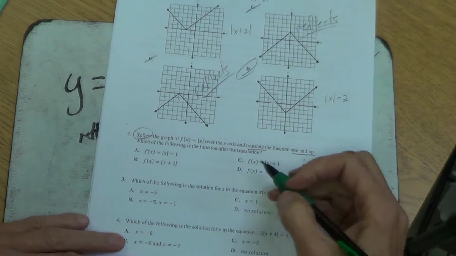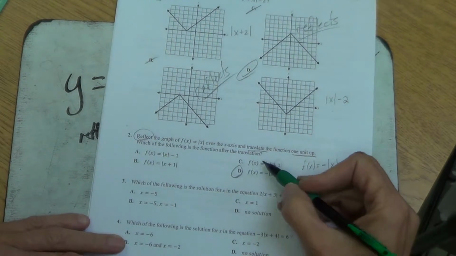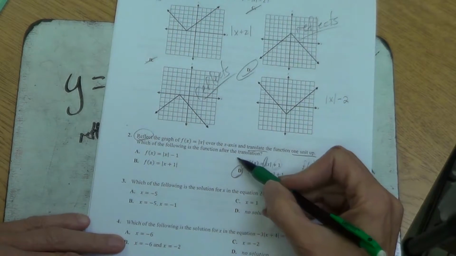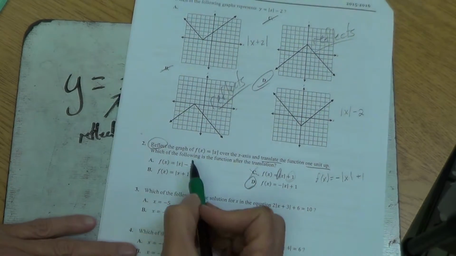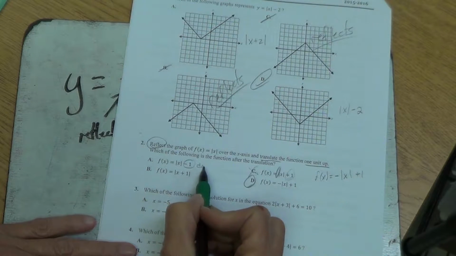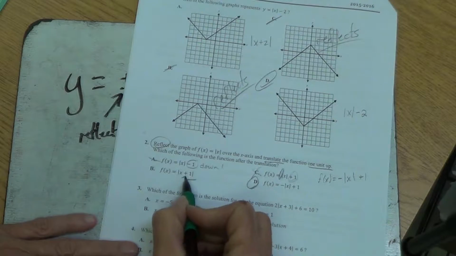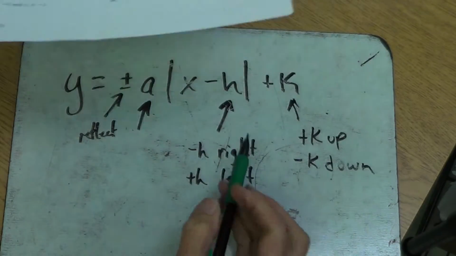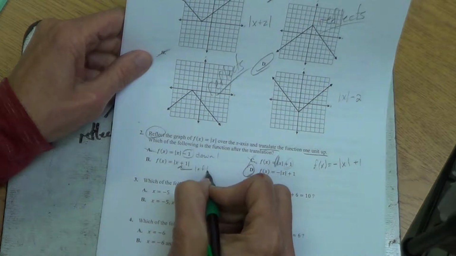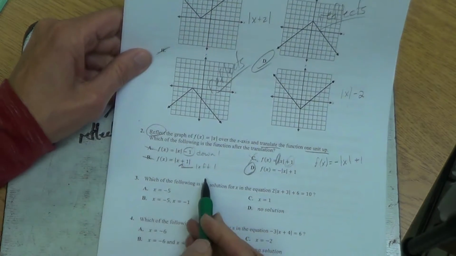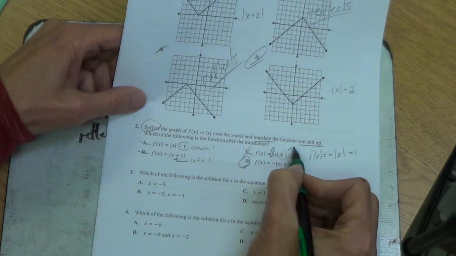an answer like D. What's wrong with C? It looks to be correct with the plus 1, but it has no negative. So mark it out. On A, it went down 1. So it's out. And here, if we remember right, plus h value would be to the left 1. Yes, you do need to tell me what's wrong with the wrong answers. Okay? But no reflect on that one.